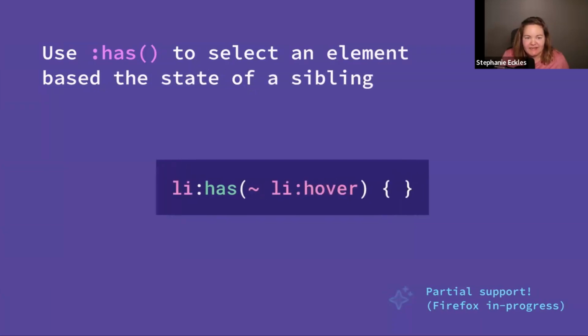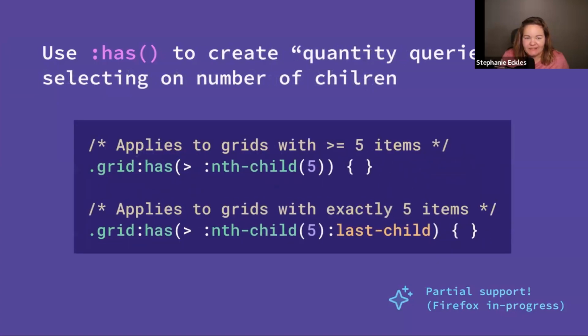We can extend this idea to select elements that come before another condition, like selecting list items prior to a hovered sibling. A really powerful use case is creating quantity queries by selecting an element with a certain number of children. With nth-child, in the first example, we're selecting a grid that has at least 5 items. And in the second example, we are combining nth-child with last-child to select a grid with exactly 5 items. And hopefully that's enough of a taste of :has to get you excited to learn more.